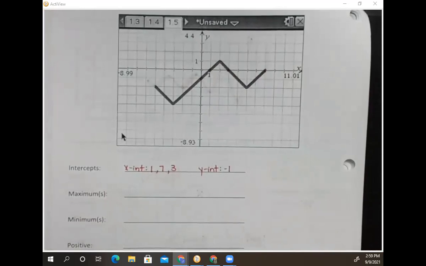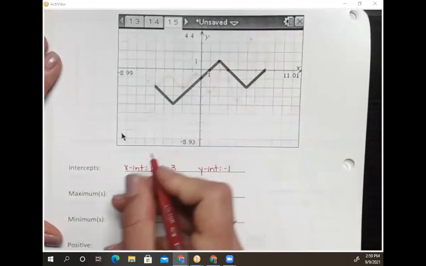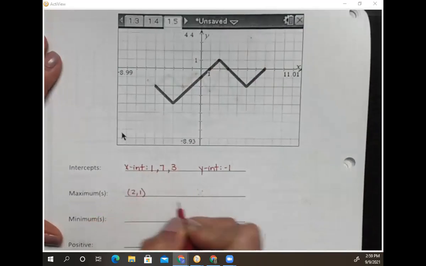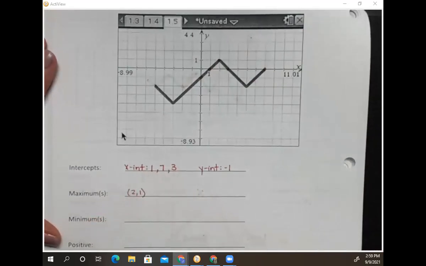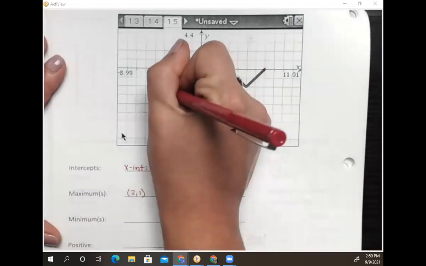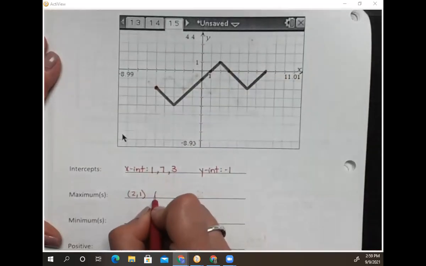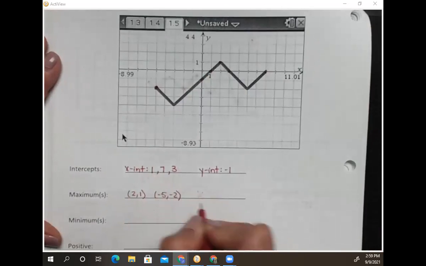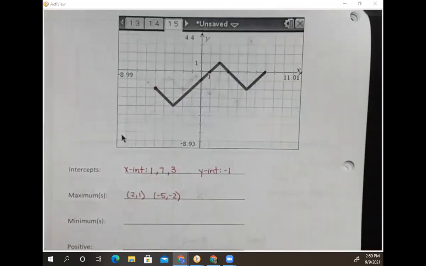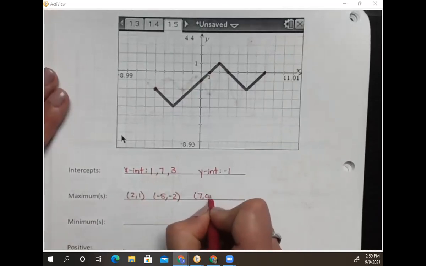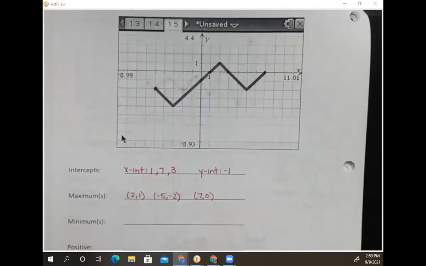Now let's talk maximums and minimums. Any maximums on this graph? We got a maximum at (2, 1). Any other maximums on this graph? Yeah, this guy right here. So that was (-5, -2). Anything else? (7, 0). Also a maximum.